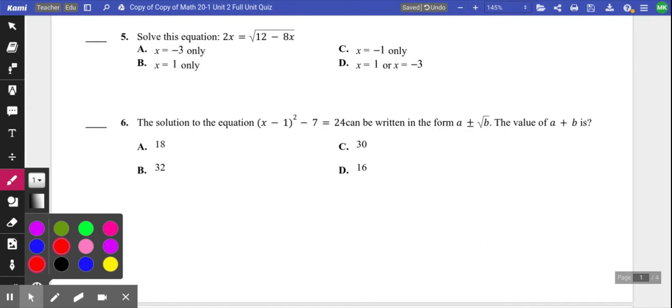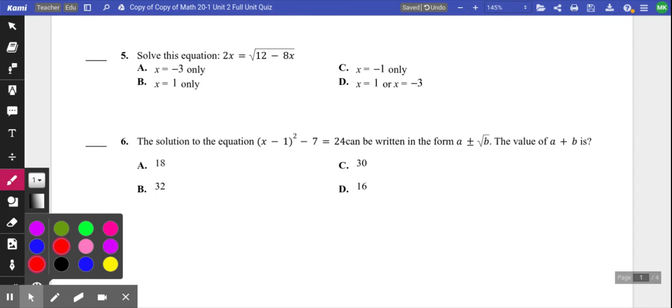Alrighty then, number 5, solve this equation. To solve an equation, I need to get rid of that square root sign. So what I'm going to do is I'm going to square both sides. When I square both sides, remember that 2x is in brackets. So that squared is going to come into both things. That means I now have 4x squared equals 12 minus 8x. So I got rid of my root sign. That looks like something I can actually manage now.